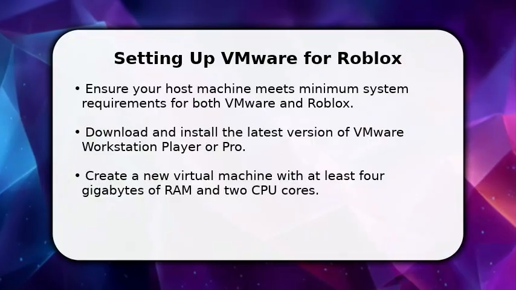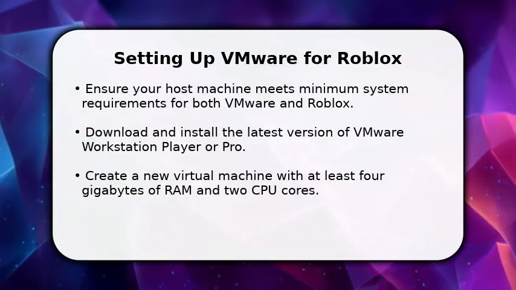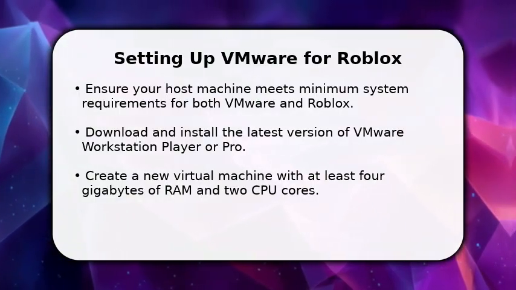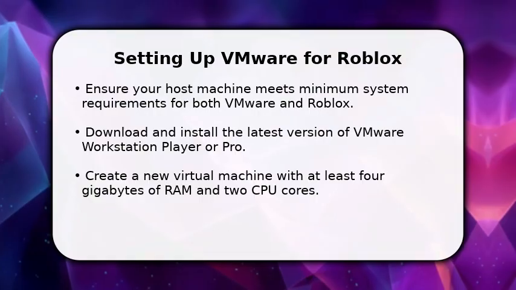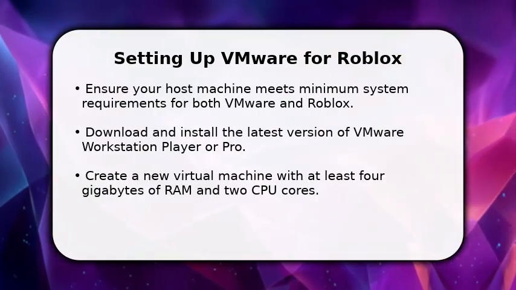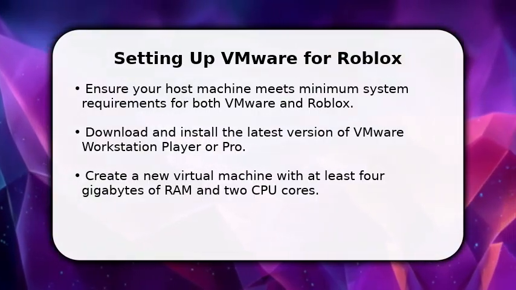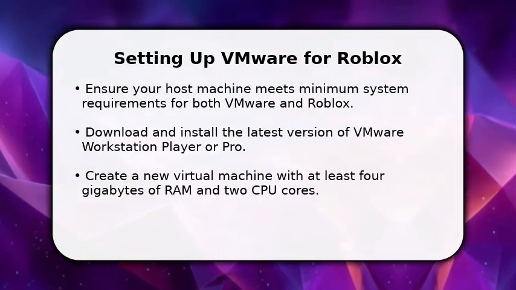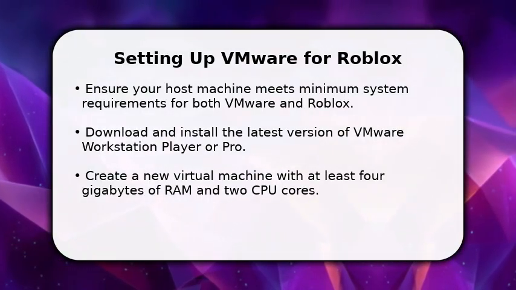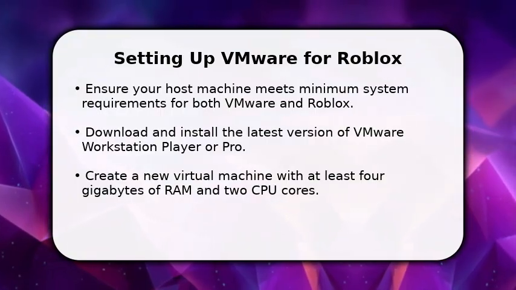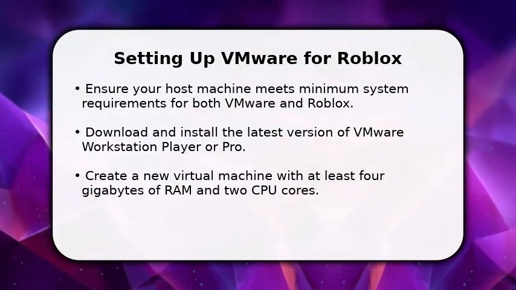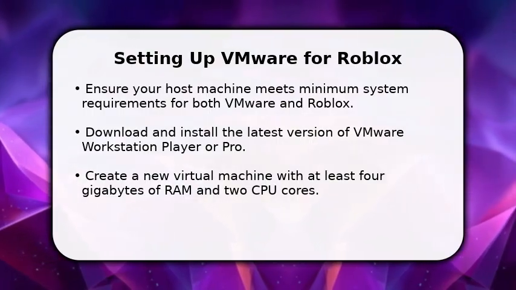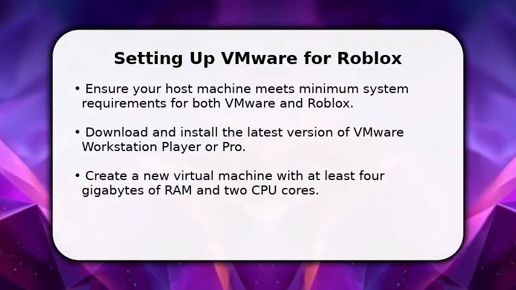Enjoy the video. In this video, I will explain how to play Roblox on VMware. First, make sure your physical computer has enough power. You will need at least 8 GB of RAM and a modern processor to run both the virtual machine and Roblox smoothly. Download and install VMware Workstation Player or Pro. Then, create a new virtual machine, allocating at least 4 GB of RAM and 2 processor cores to it. This foundational setup is crucial for a stable gaming experience.